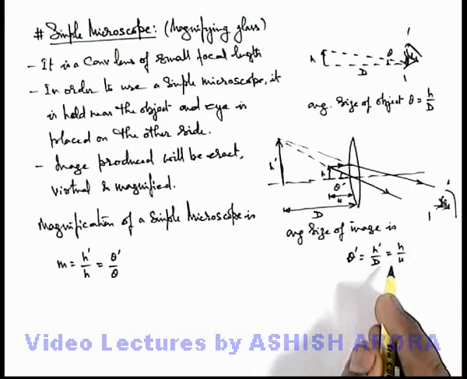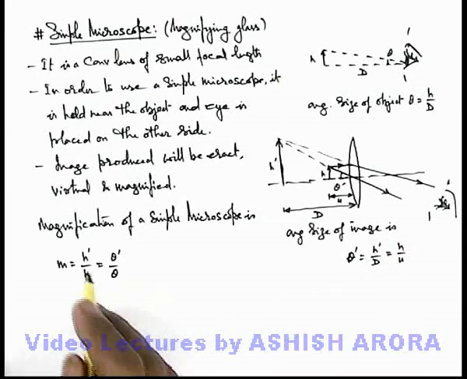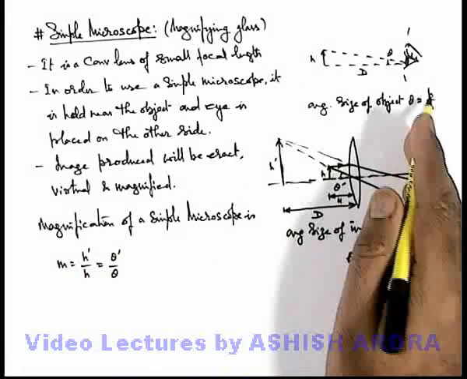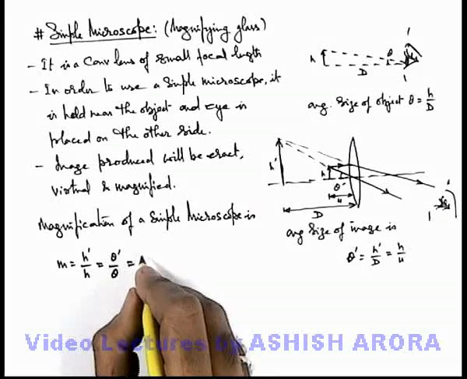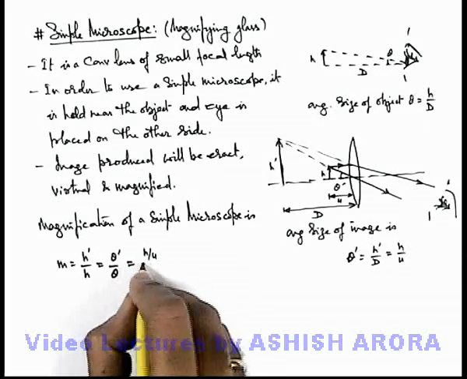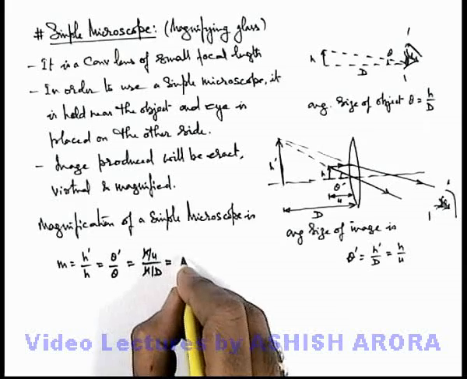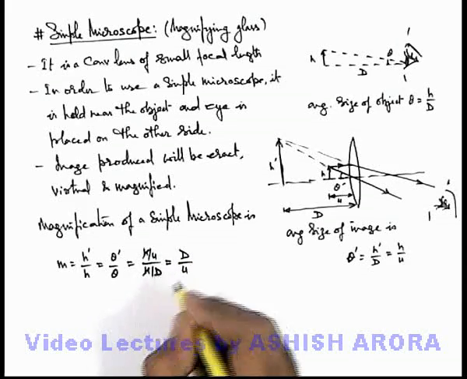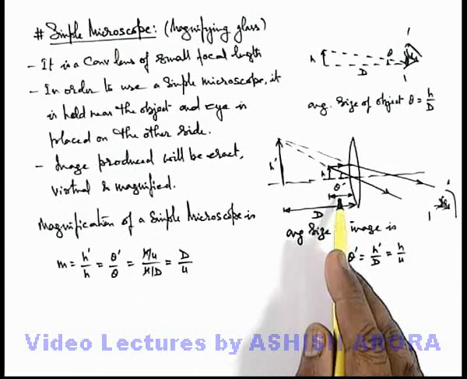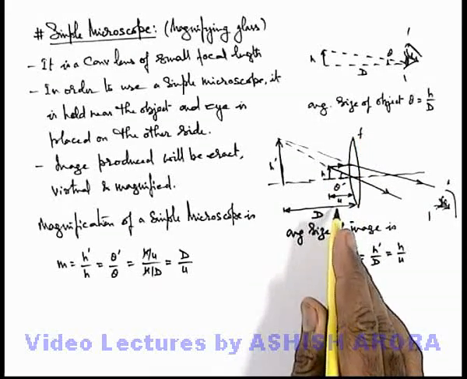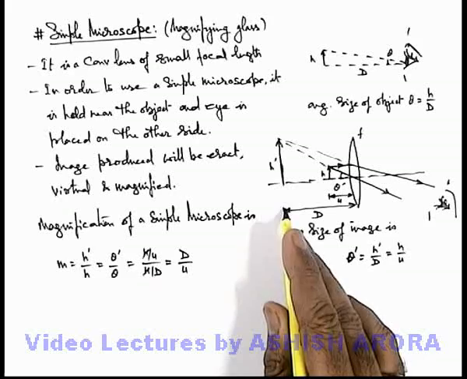Now if you substitute the value of theta prime as h by u and theta as h by d, then here we can write h by u divided by h by d, which gives you the magnification equal to d by u. And the value of u you can easily obtain in terms of focal length such that the image is produced at a distance d behind the object.